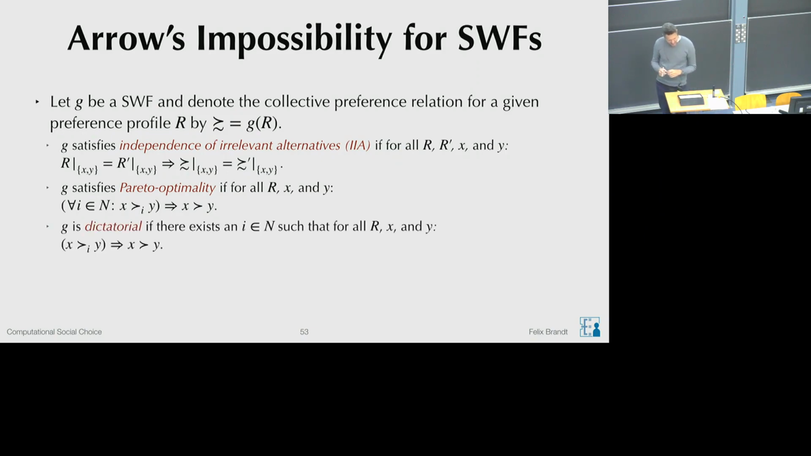The remaining condition is dictatorship. Dictatorship becomes the following condition for social welfare functions. There has to exist some voter i, or some agent i, such that for all preference profiles, and again, I emphasize the ordering of the quantifiers here. So first you fix the voter, and then you say for all preference profiles and all alternatives X and Y, if this person prefers X to Y strictly, then in the collective preference relation, X is also strictly preferred to Y, no matter what the preferences of all the other voters are.